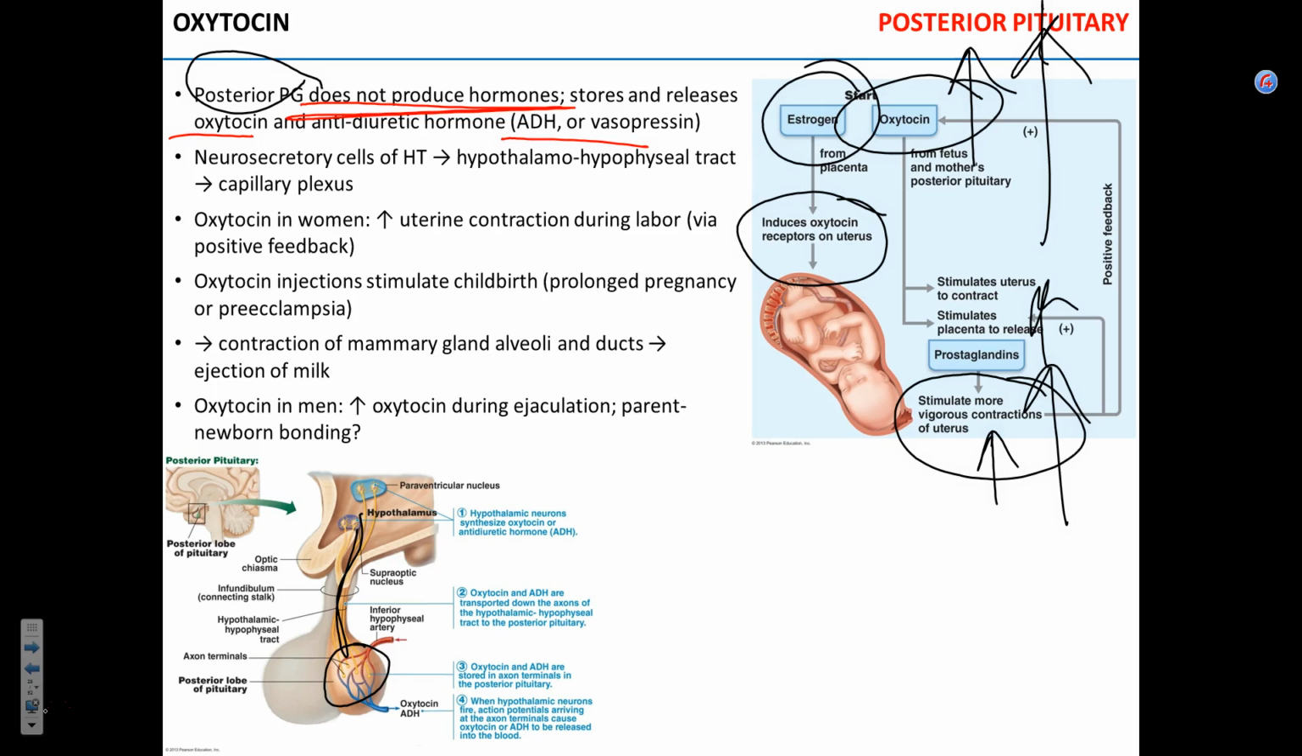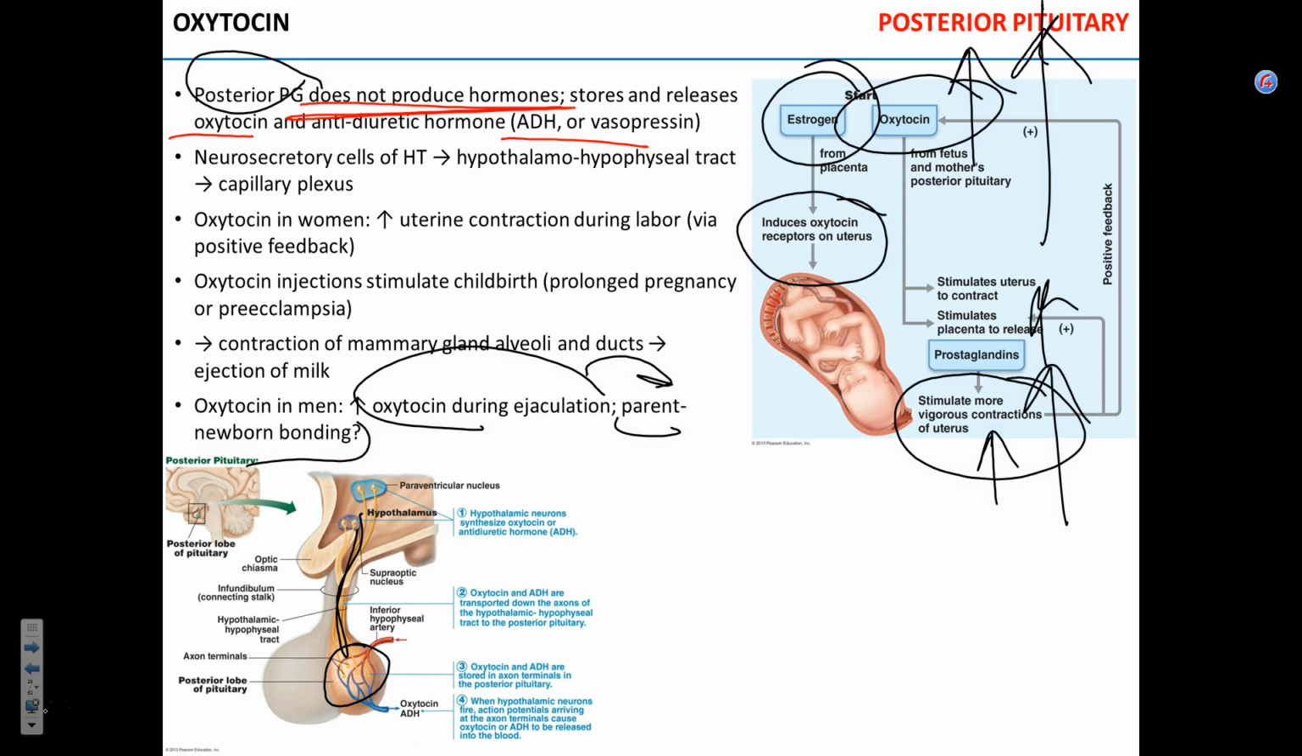It turns out it goes up when people kiss and have sex. So it probably has something to do with bonding. Now, this is not the consequence of oxytocin going up in ejaculation. When a male ejaculates, it doesn't mean that he's going to immediately bond to the sperm. Okay? It has to wait nine months.